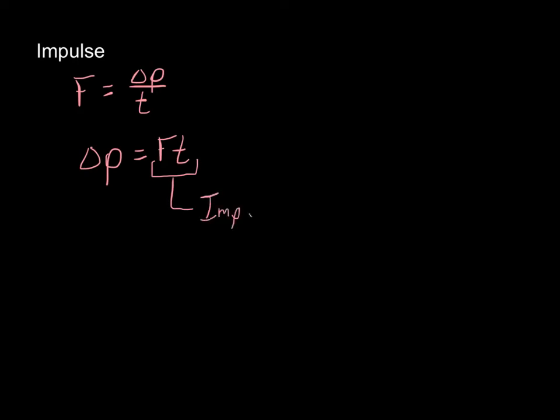Impulse is something that's very important when it comes to momentum, and especially in analyzing collisions. If we have our new form of Newton's second law, delta P over t, we're going to rearrange that and say that change in momentum equals force times time. This part of the equation, force times time, is what we call impulse. It has a fairly special significance when we talk about collisions. The greater the impulse, the greater my change in momentum.